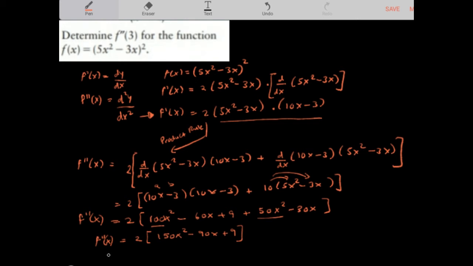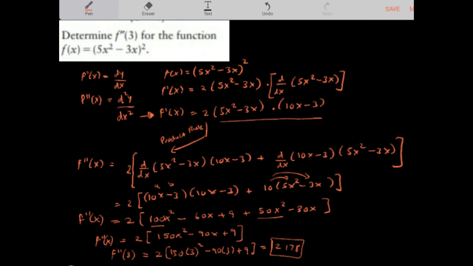Okay, now you want to figure out the second derivative at 3, right? So you basically will get 2 times 150 times 3 squared minus 90 times 3 plus 9, and all I'm going to do is crunch this out in my calculator, right? And this gave us 2,178. Okay, so that's the answer for this, the second derivative at 3.